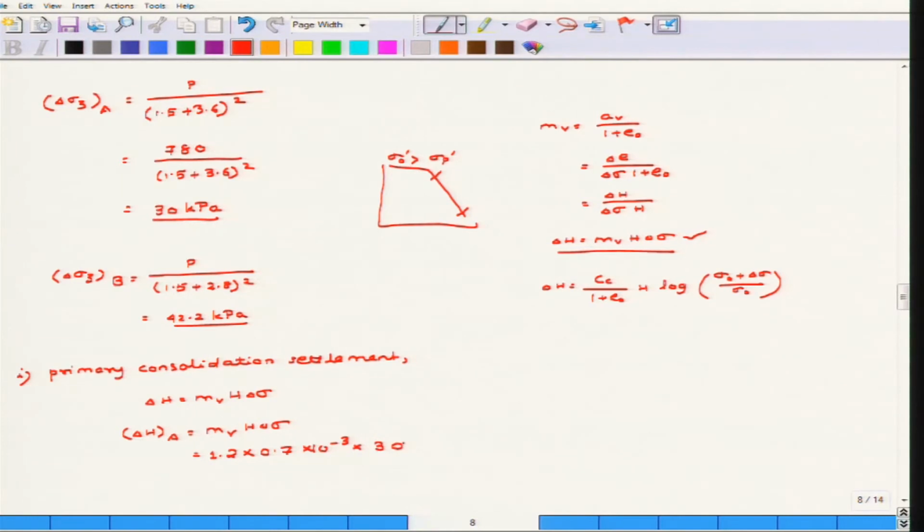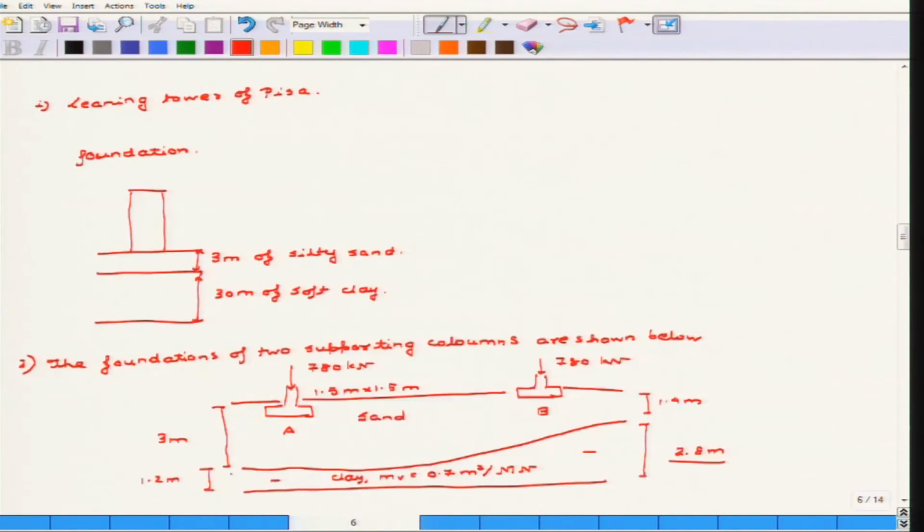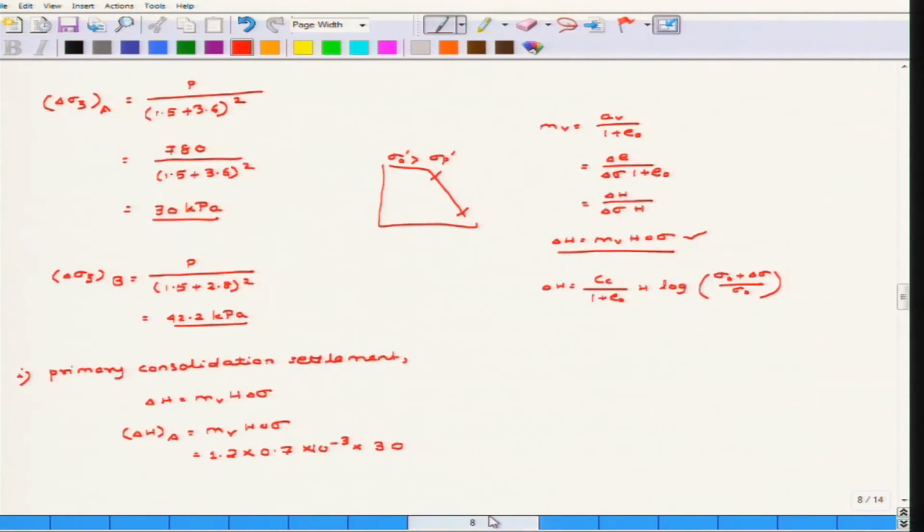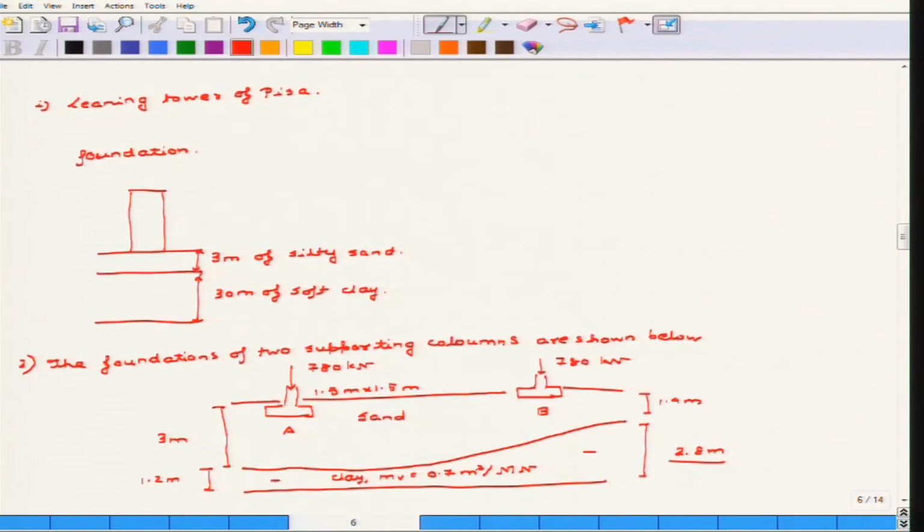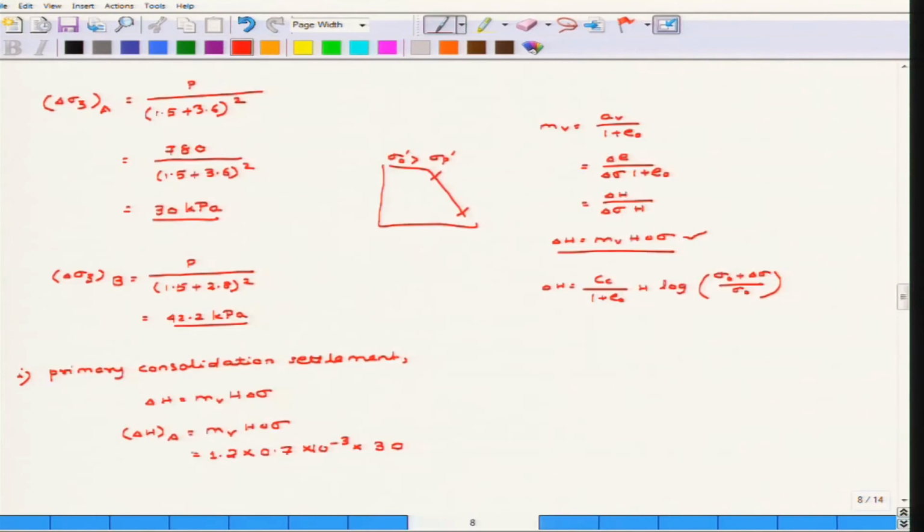The stress increase is 30 and the layer thickness is 1.2. So, that is why H is 1.2. MV we have already said it is 0.7 meter square per mega Newton. So, in order to convert into appropriate units, we have considered 0.7 into 10 to the power minus 3. So, 25.2 millimeter. This is the settlement under the footing A.